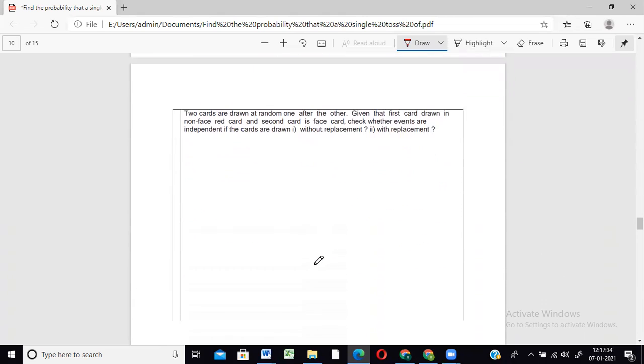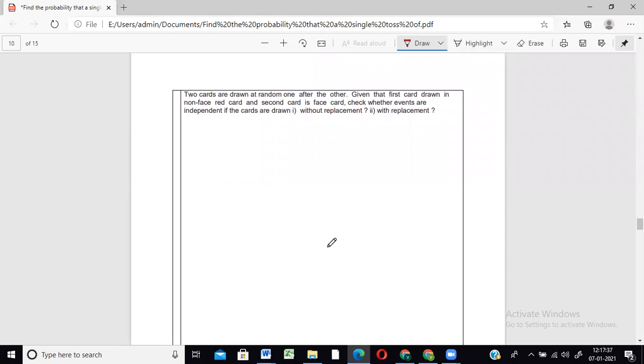Coming to word problems. Two cards are drawn at random, one after the other. Given that the first card drawn is a non-face red card, the second card is a face card. Check whether the events are independent if the cards are drawn without replacement and with replacement. So you have two criteria. Now you have to remember this. You have to do this problem.